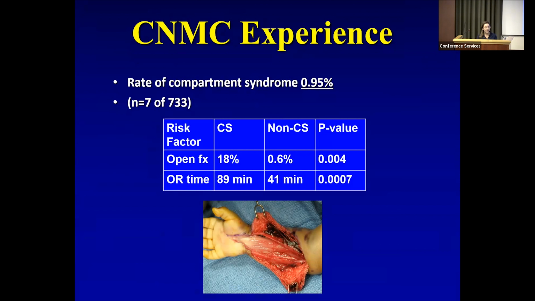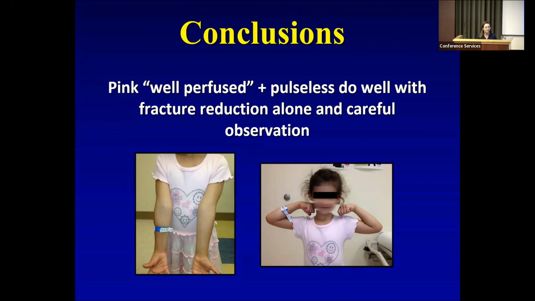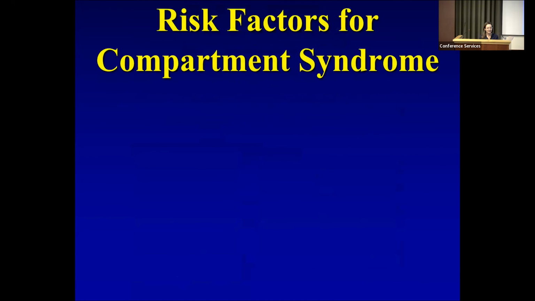You can also get compartment syndrome with these injuries. It's pretty rare. In our experience, it was less than 1%, but certainly we have had to take patients to the operating room for the development of a compartment syndrome because there is so much swelling in the elbow that can progress into the forearm. But the vast majority of these kids really will do well, even if they look terrible and nasty at the beginning. And fracture reduction alone and careful observation is typically all they need to get these kids back in the game.